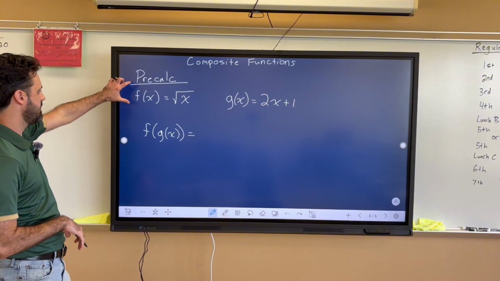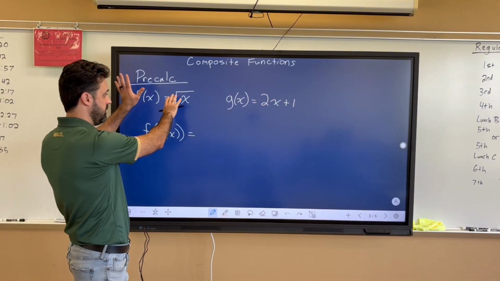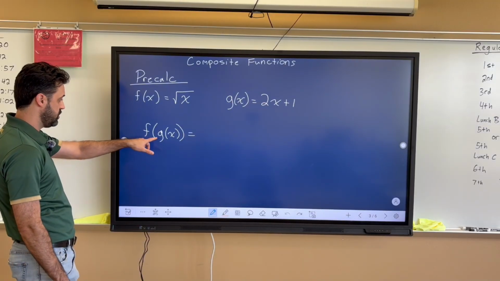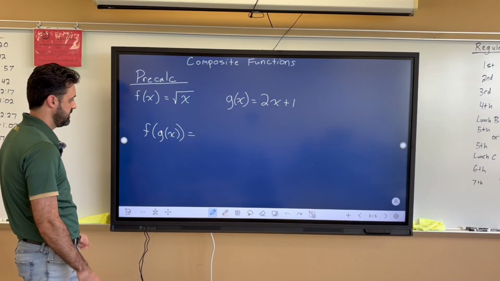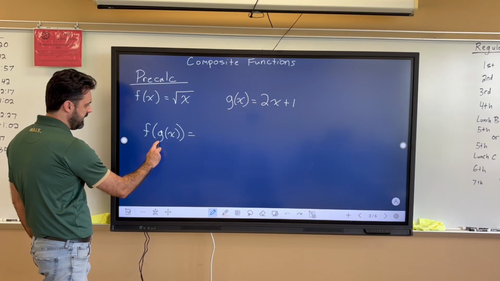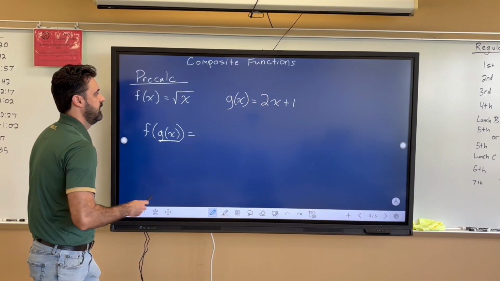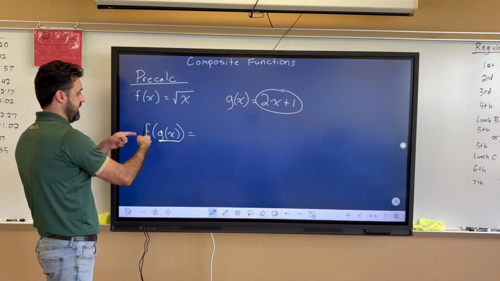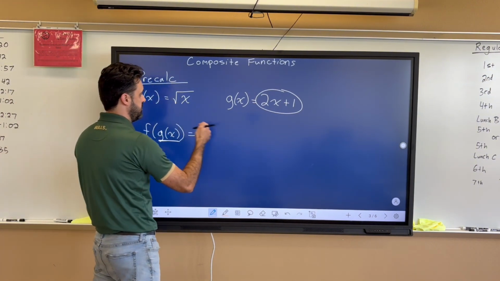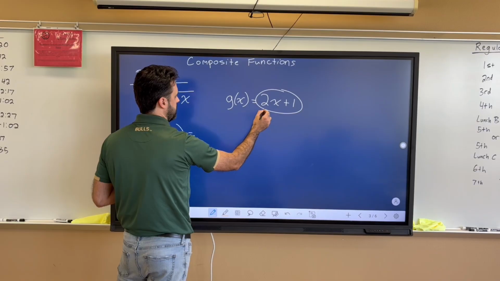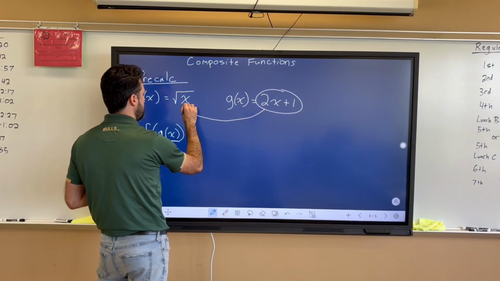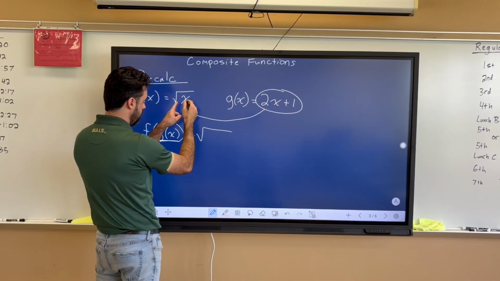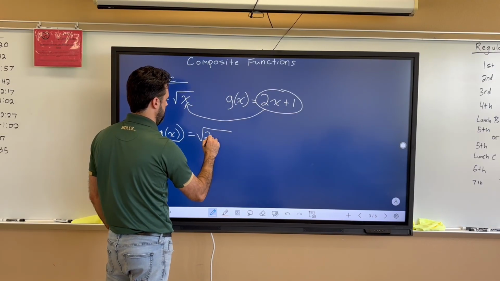So let's say that we have two functions. We have the square root of x, and we have 2x plus 1. And we're asked to find f of g of x. What this says is whatever function's inside, we're going to take the entire thing and plug it into the outside function wherever there's an x. So we take that 2x plus 1 and plug it in for x. So it's the square root, and where there was an x, now it's 2x plus 1.